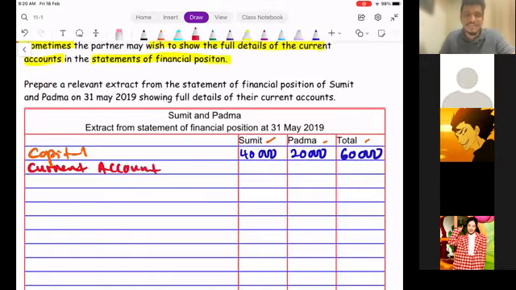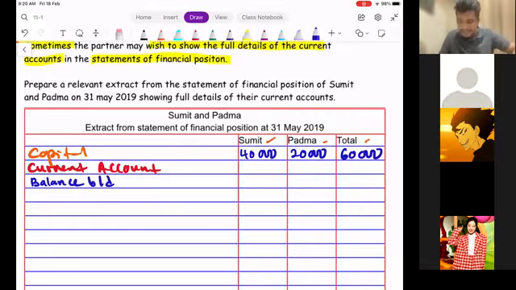Okay, current account, right? We'll start with what? Anybody? The first thing that you need to put in a current account is what? No, before the profit. Profit is the appropriation account. In the appropriation account, we start with the profit. Before the drawing, we'll put what? Balance BD.